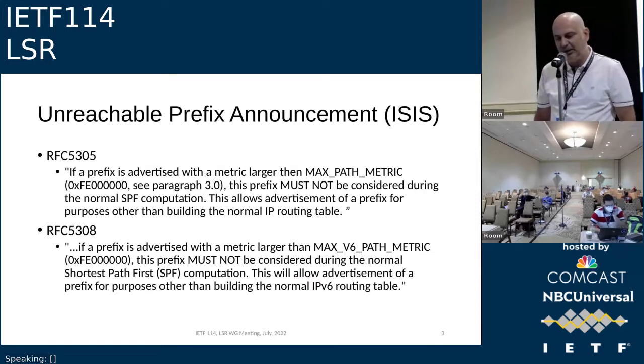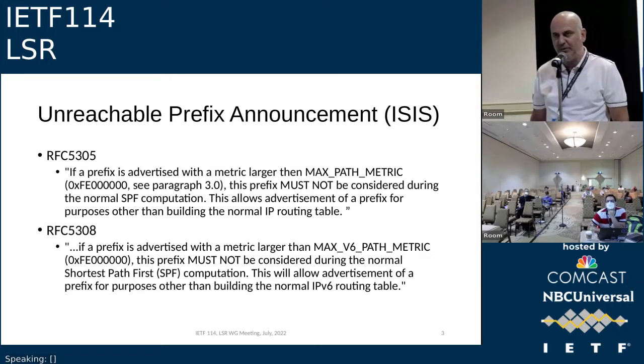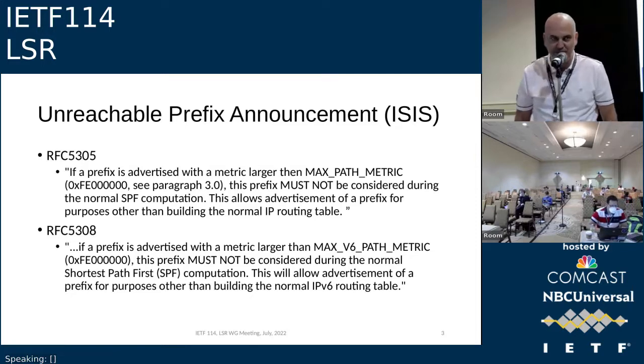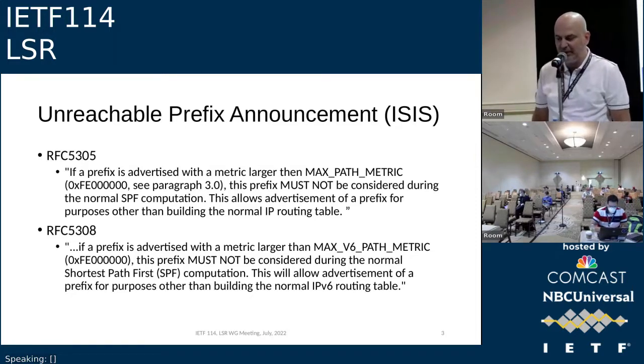So if you look at RFC 5305 and 5308, it basically gives you a way to advertise a prefix as an unreachable prefix. There is a range of metrics such that if you advertise the TLV with that metric, the RFC says this prefix is unreachable from the traditional computation. You can use this for other purposes. That's the language that the RFC is using. And all we do is define a new purpose here. Next slide, please.